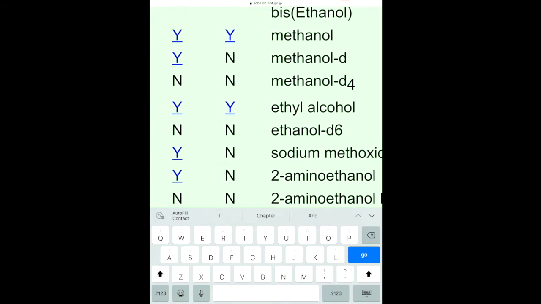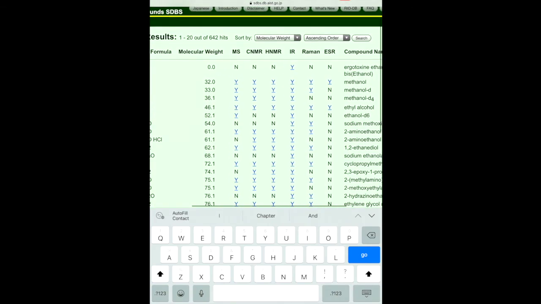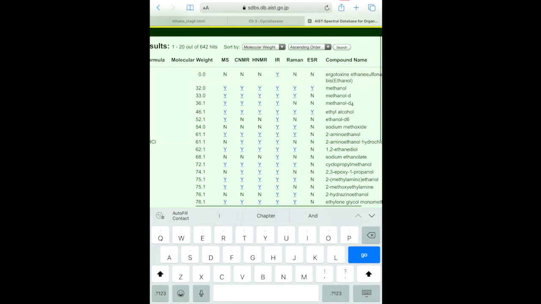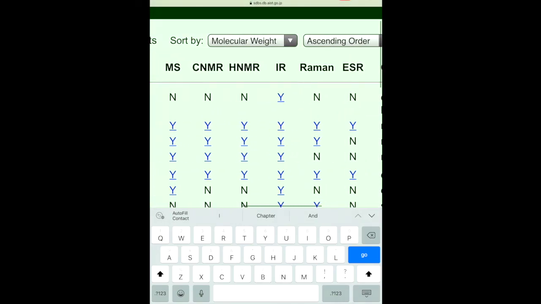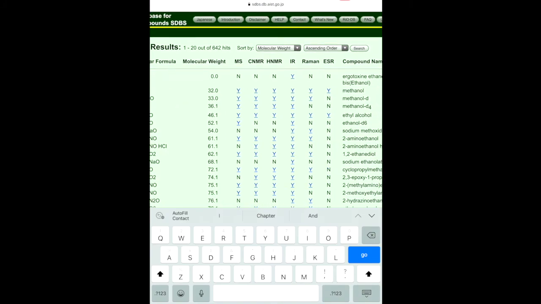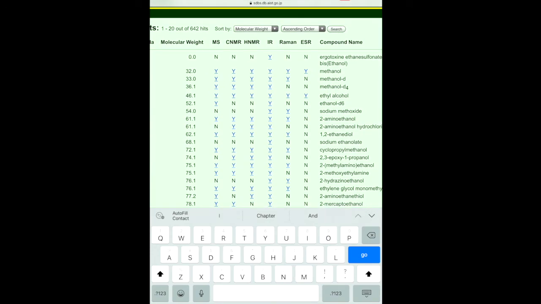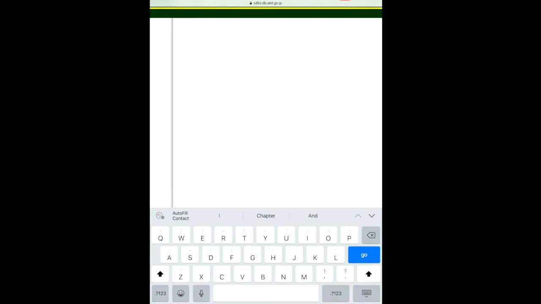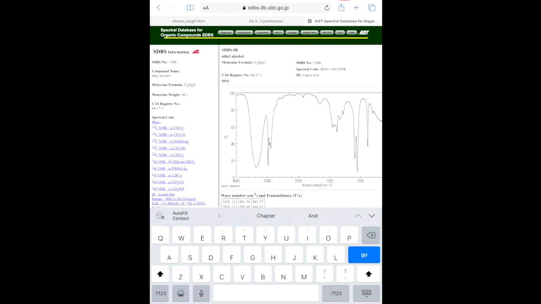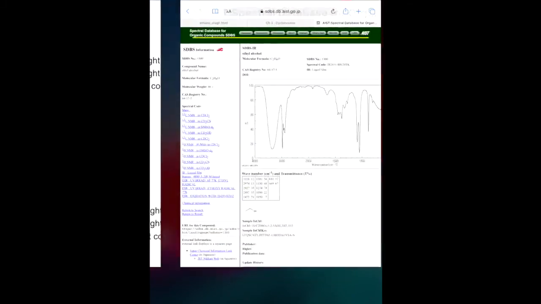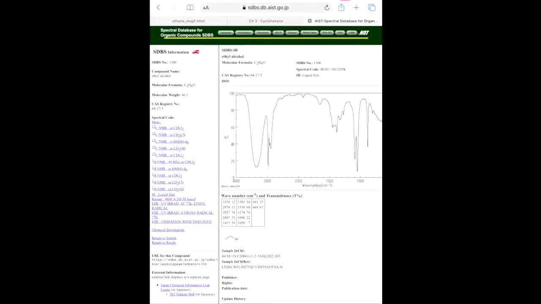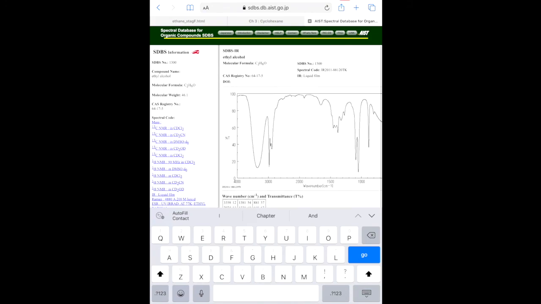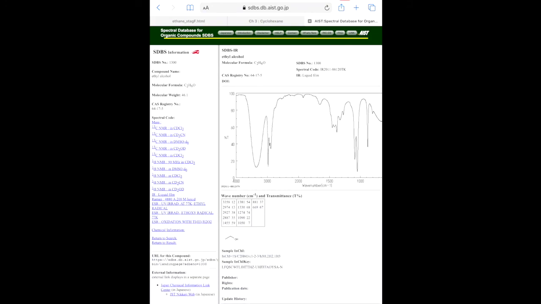Let's just zoom into it. Ethyl alcohol is the one we're going to choose. Now on the top, you can see there's MS, that's mass spec, CNMR, that's carbon NMR, HNMR, that's proton NMR, IR is what we are learning about right now. And so we want to go ahead and click on that, and we will get an IR spectrum for ethanol. Check it out. Whoa, simmer down. I don't know what's going on, folks.